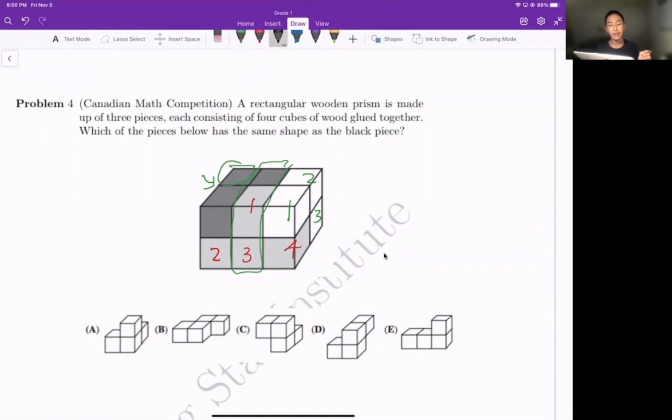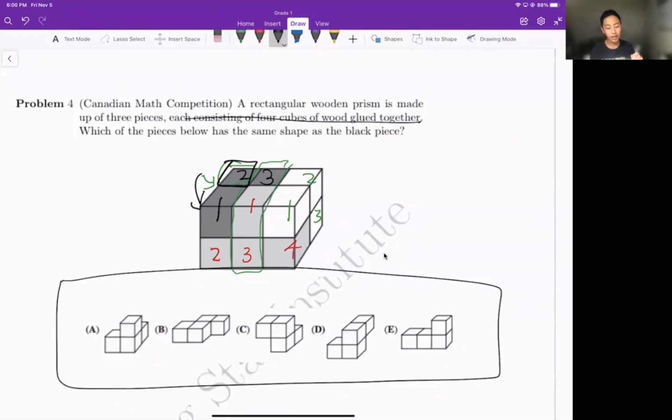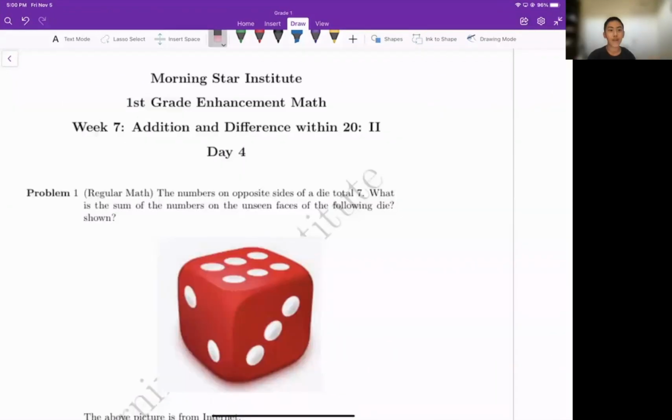And finally, for the black piece, it should also be 4 cubes glued together. This should be 1, 2, 3, and another one at the bottom of 2 because they are glued together. So therefore, which one looks like the black shape? The answer is A. Hello everyone, this is week 7, day 4 solution video.